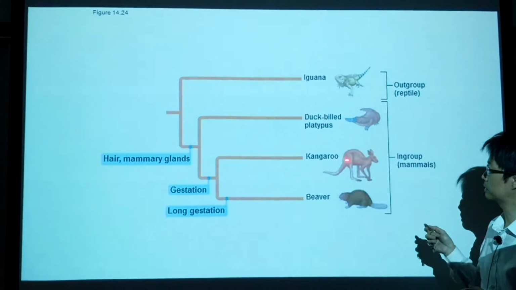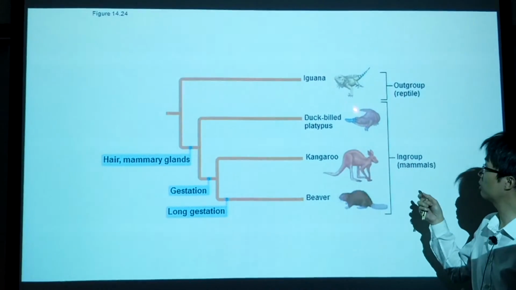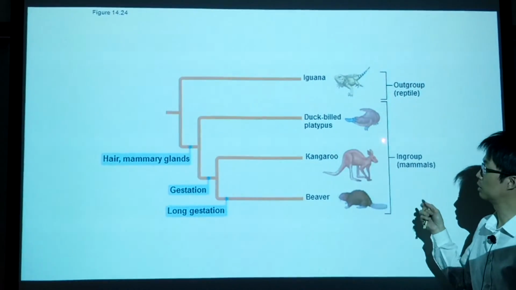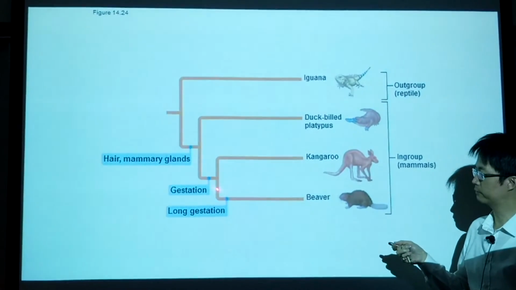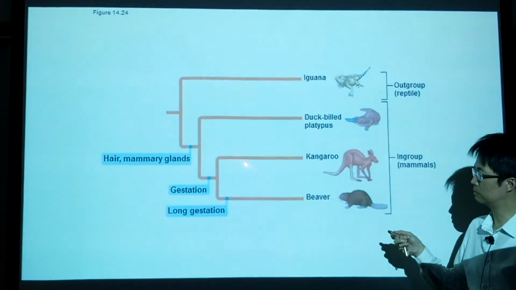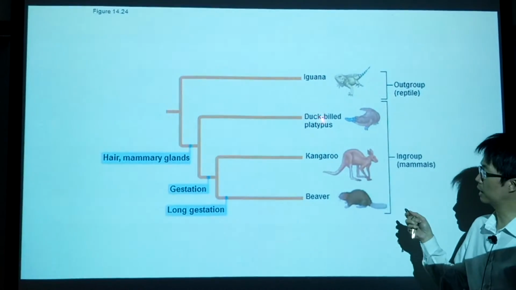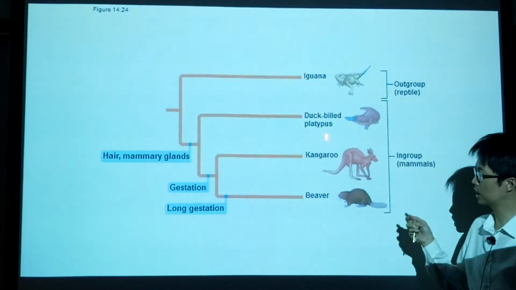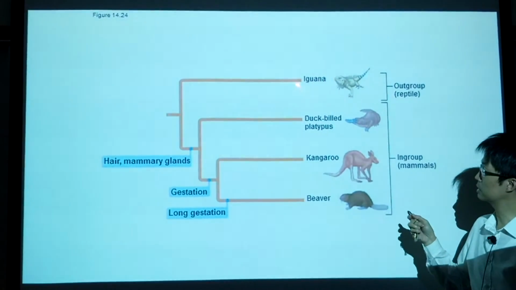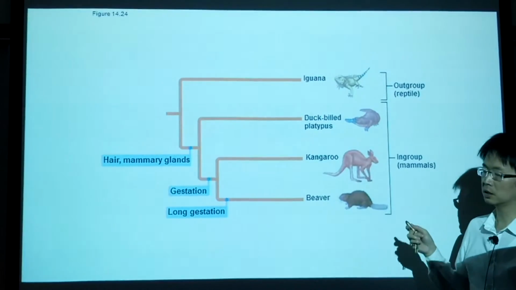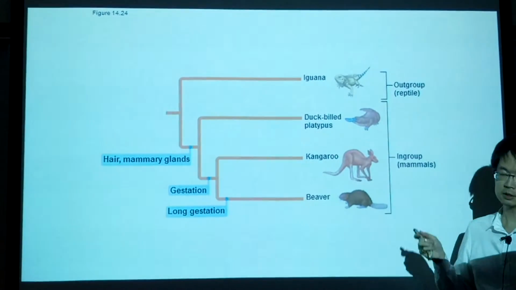An example is here. All these three belong to mammals, and this one belongs to reptile. So we consider this an in-group. For these two, they share the long gestation, and all three share the mammary glands. They are different from the outgroup, the iguana reptile here, that does not have mammary glands.